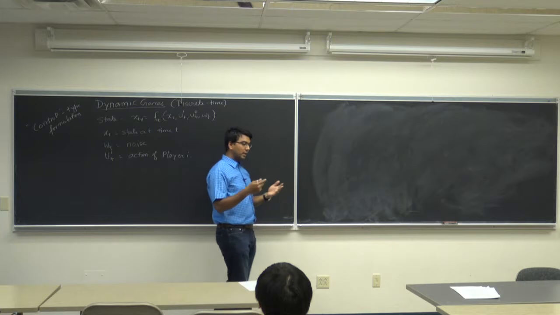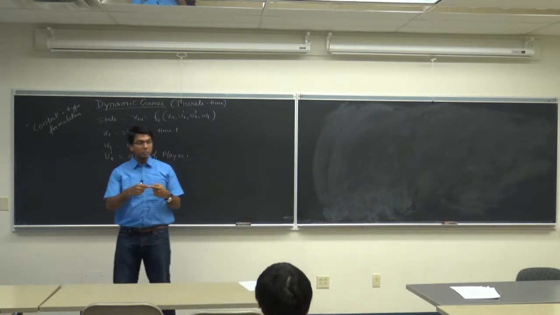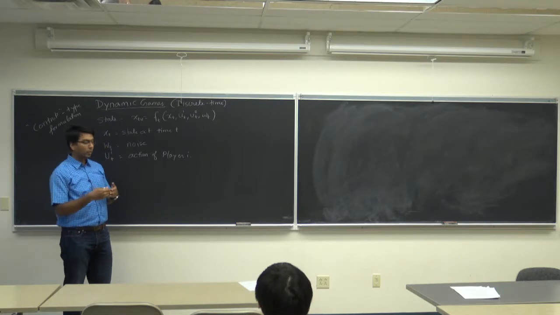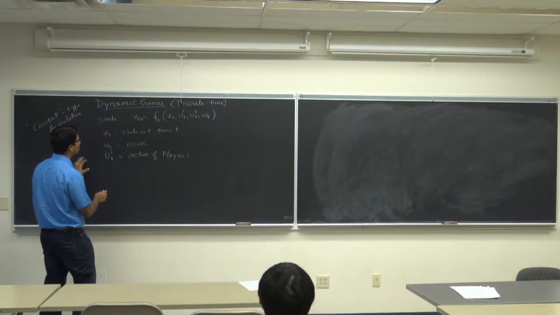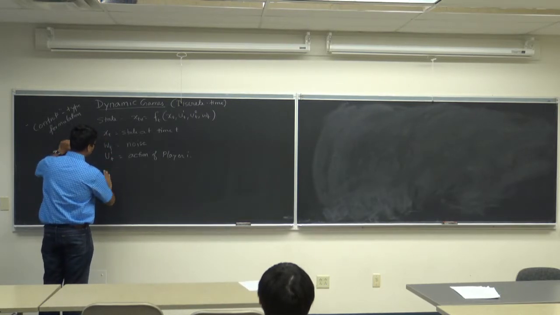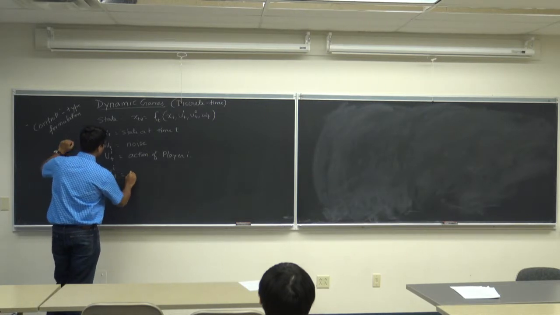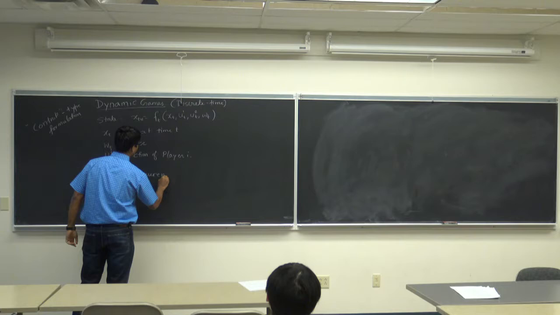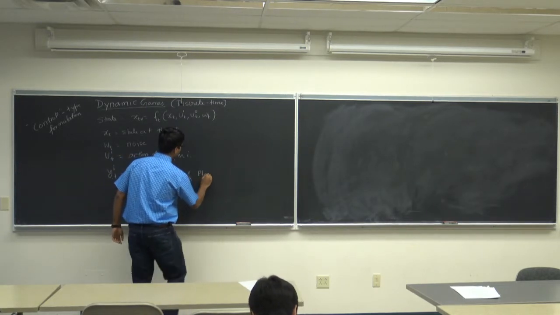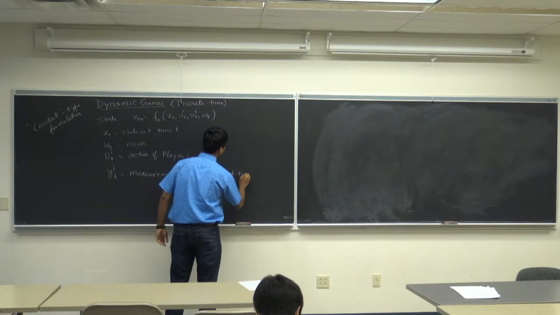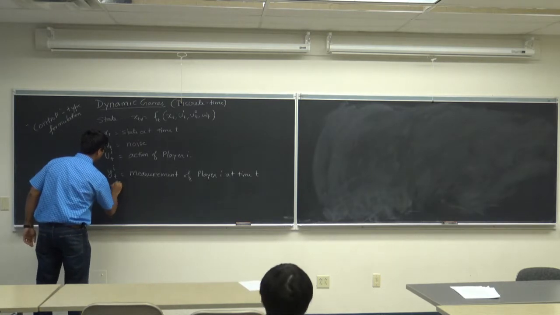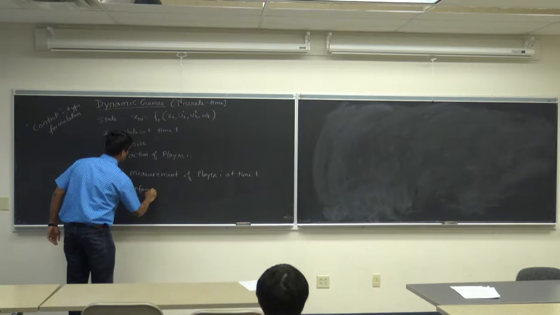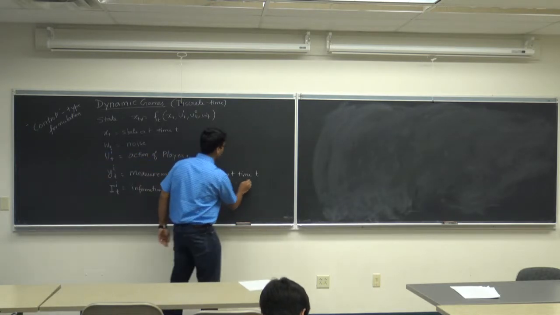Measurement and information are two different things. For instance, I could have my current measurement, but I could also have the entire measurement history, my measurement history, and I could have your measurement history. So what do I mean? I define y_i_t as the measurement of player i at time t, and I_i_t is the information of player i at time t.